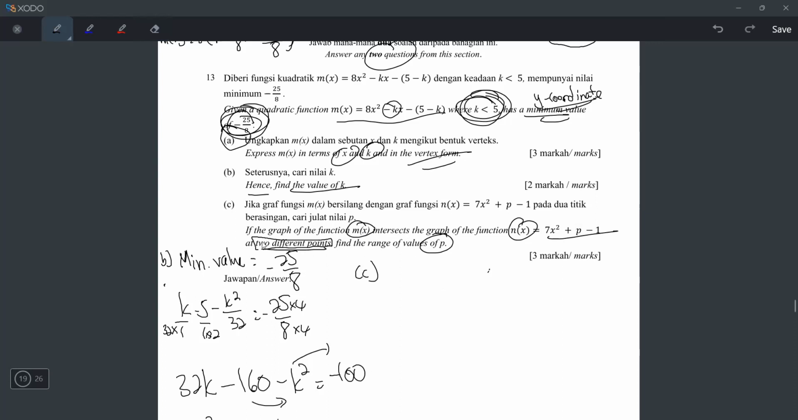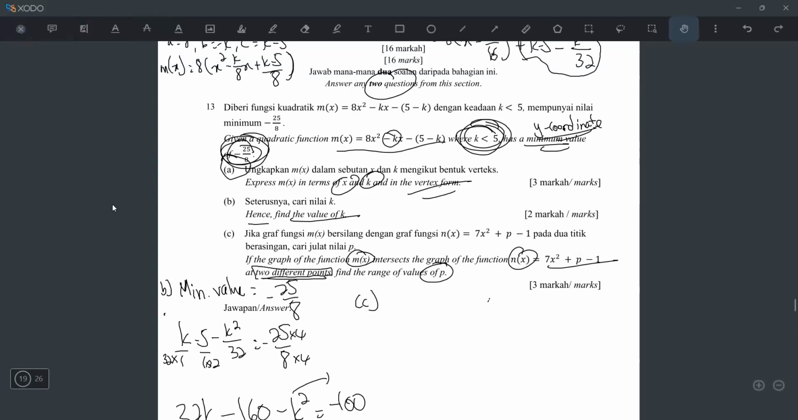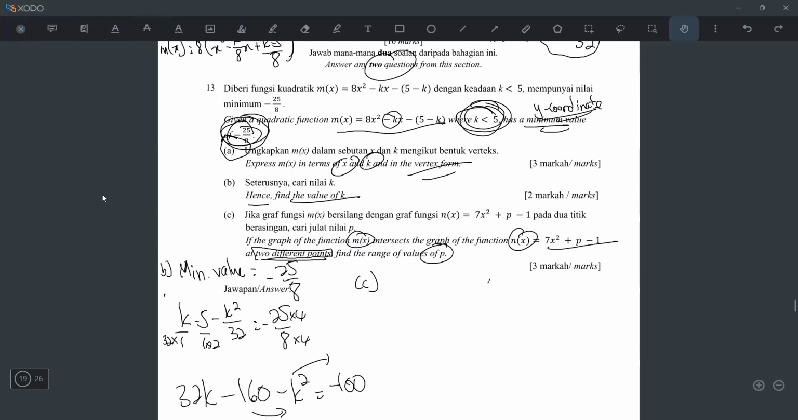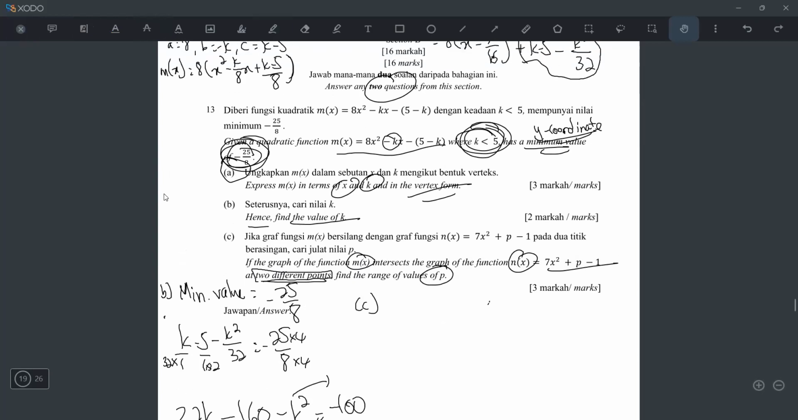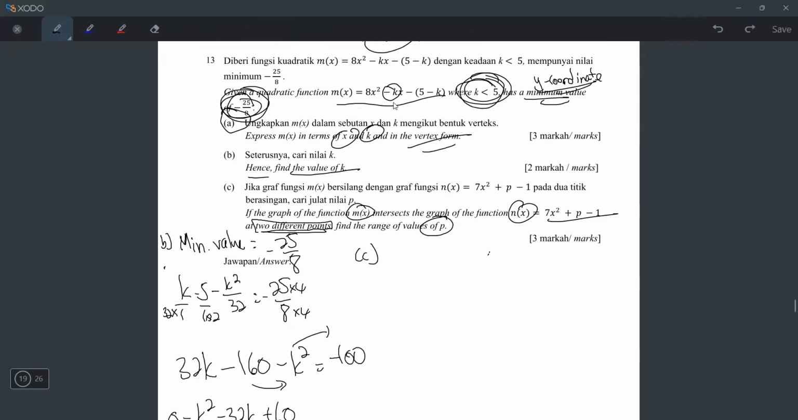It doesn't matter whether these two lines touch at 2 points or touch at 1 point or don't touch. It doesn't matter. If they give you two equations, you should do simultaneous. Even though they don't intersect, you should do simultaneous.